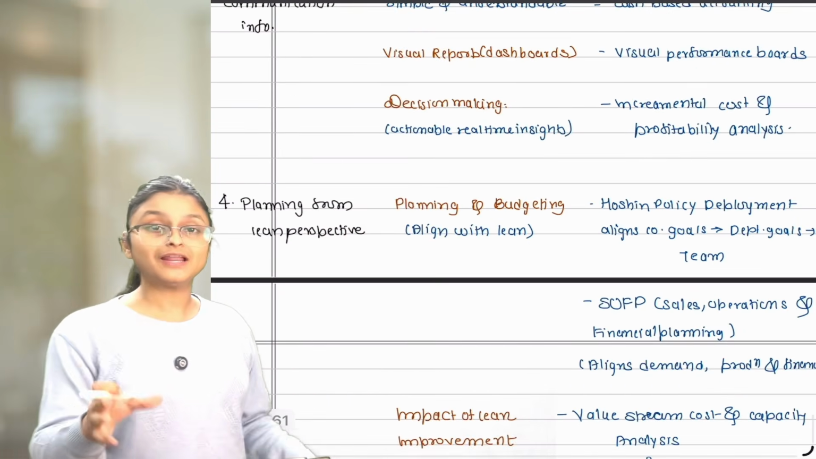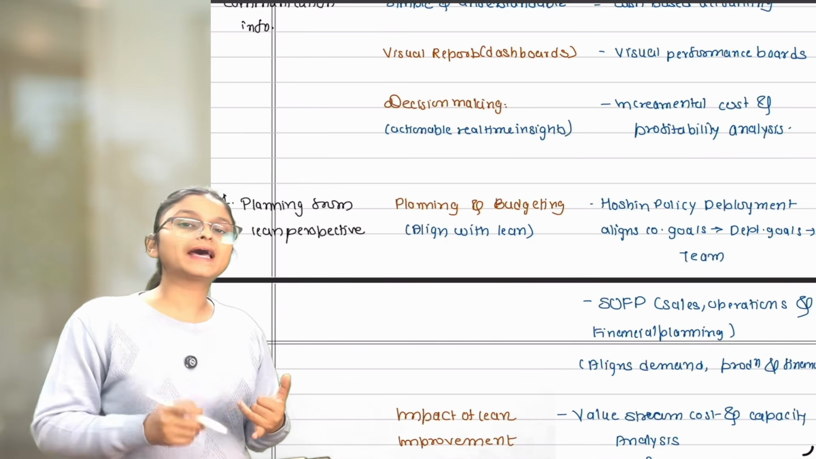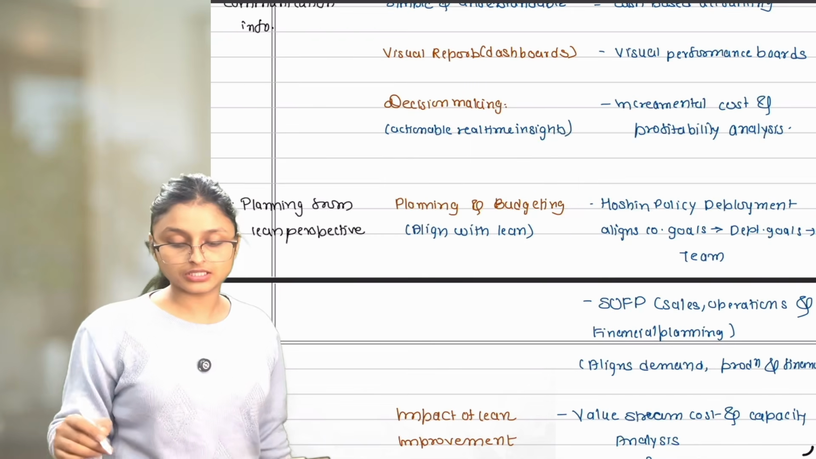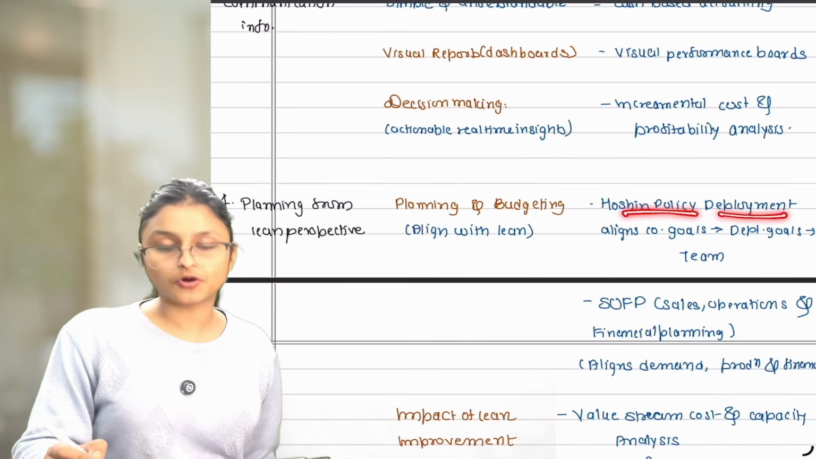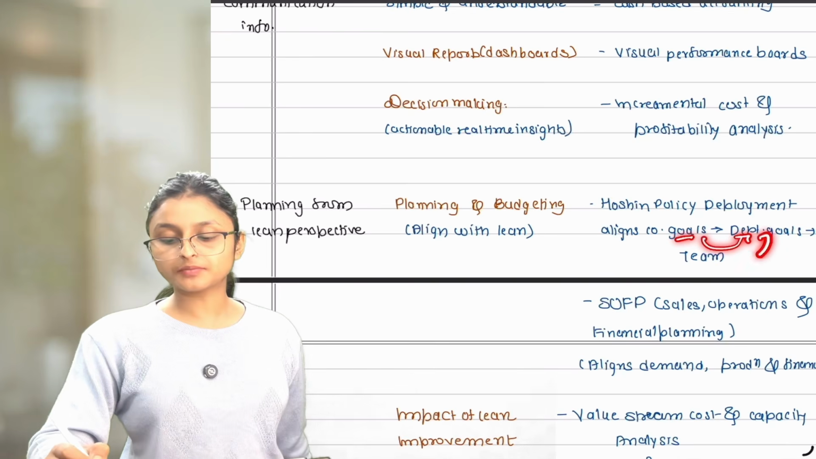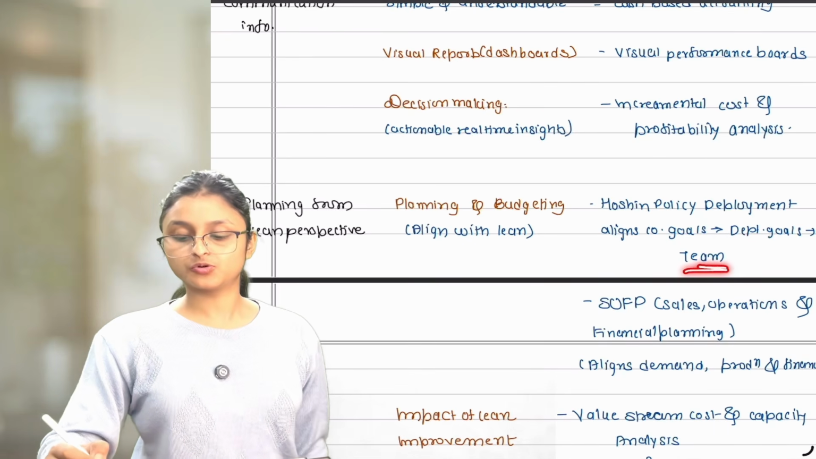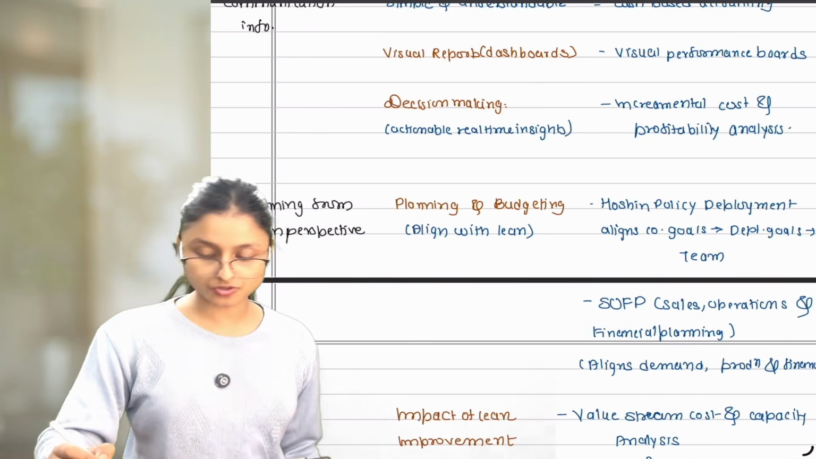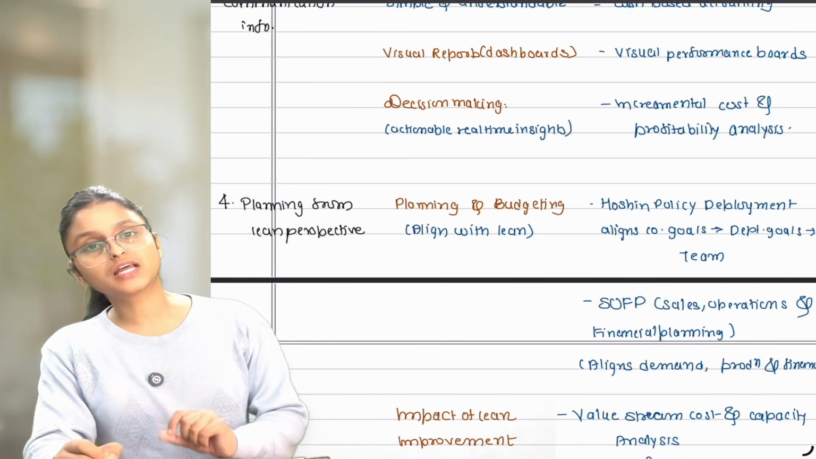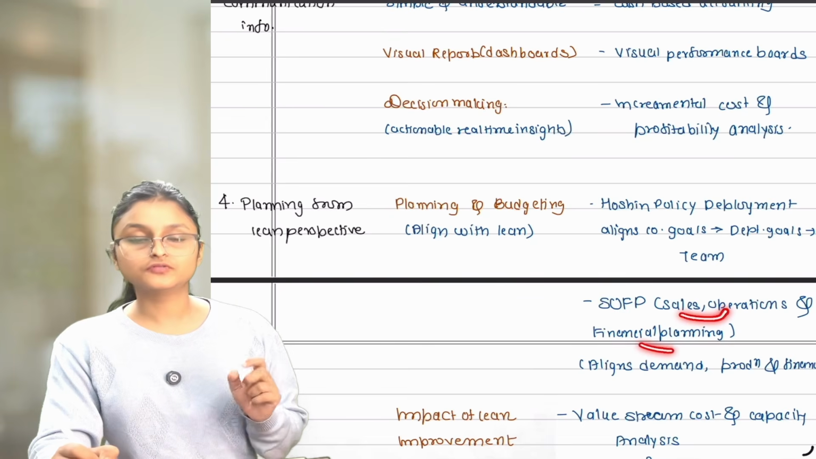Now, if you want to plan from a lean perspective, first do planning and budgeting which aligns with lean. To align your planning and budgeting with lean, you can use Hoshin policy deployment, which says that your company's goal should be aligned to department goal and department goal should be aligned to team goal. Hoshin policy deployment helps us to do that. SOFP, this is sales, operation, and financial planning. We align all of these together.